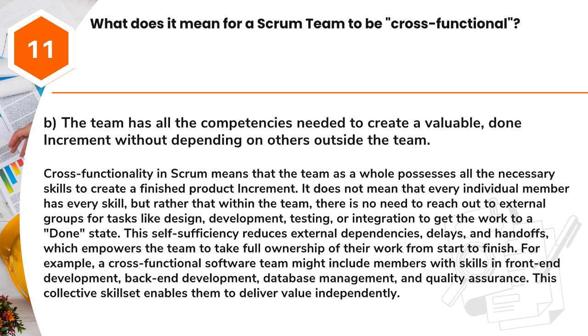This self-sufficiency reduces external dependencies, delays, and handoffs, which empowers the team to take full ownership of their work from start to finish. For example, a cross-functional software team might include members with skills in front-end development, back-end development, database management, and quality assurance. This collective skill set enables them to deliver value independently.